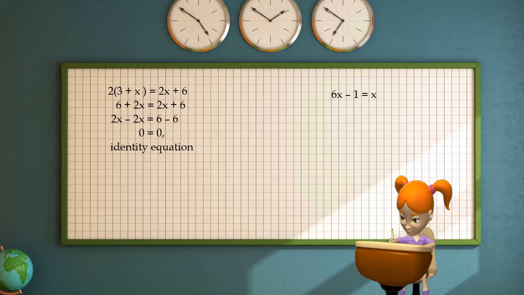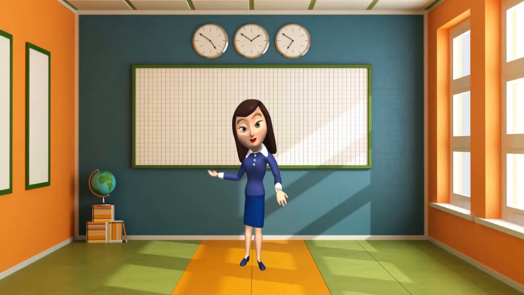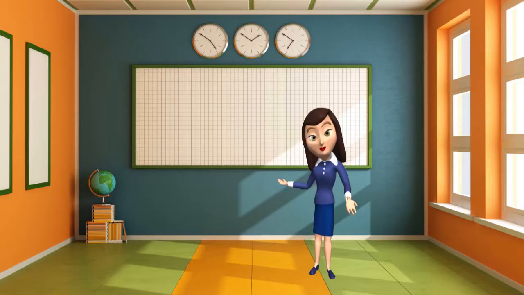6x minus 1 equals x. 5x equals 1. x equals 1 over 5. 2 times the quantity x plus 1 equals 2x plus 1. 2x plus 2 equals 2x plus 1. 2x minus 2x equals 1 minus 2. 0 is not equal to negative 1. It has no solution. Very good, students. Give yourselves a round of applause.